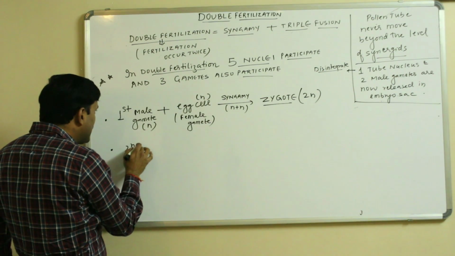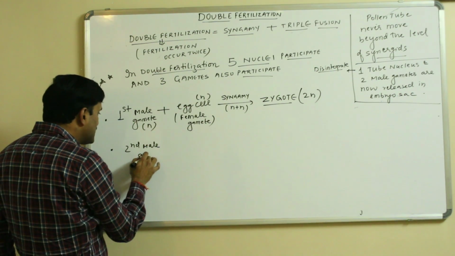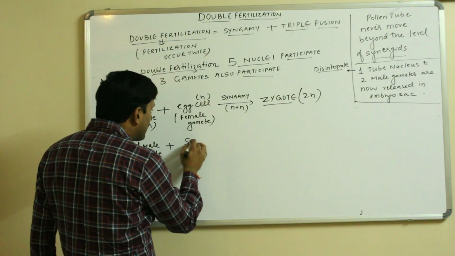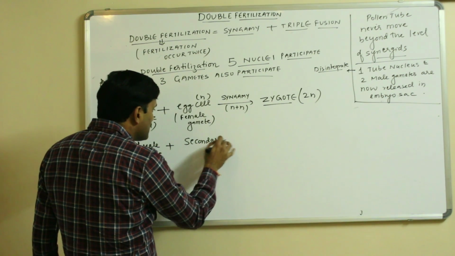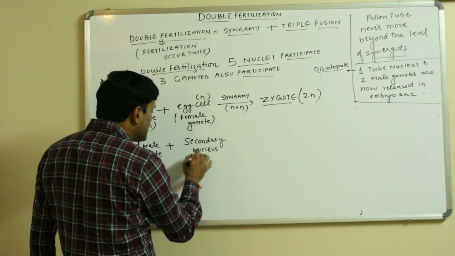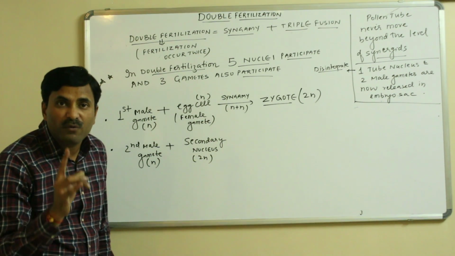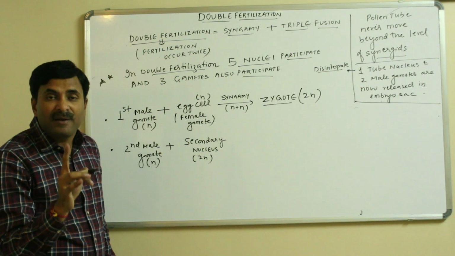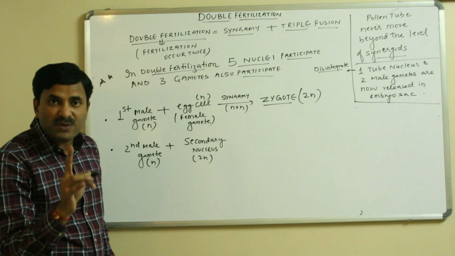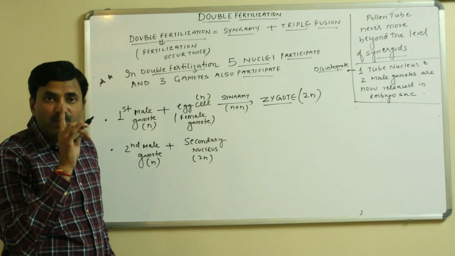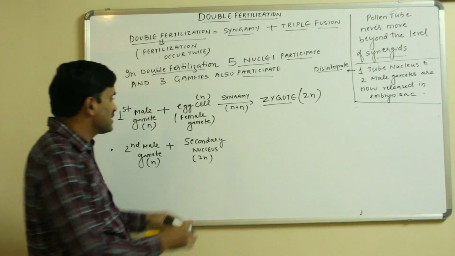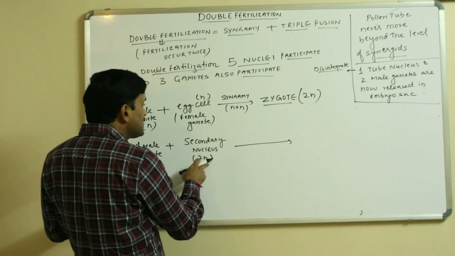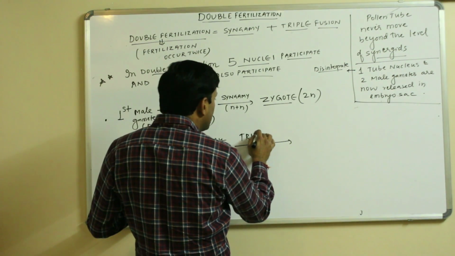So now the second male gamete, which also has the ploidy level of n, fuses with the secondary nucleus, and the secondary nucleus has the ploidy level of 2n, because we know very well the secondary nucleus was formed by the fusion of the 2 polar nuclei. Just before the fertilization in the embryo sac, the 2 polar nuclei fuse together to form the secondary nucleus. So this fusion of the second male gamete with the secondary nucleus is called triple fusion.